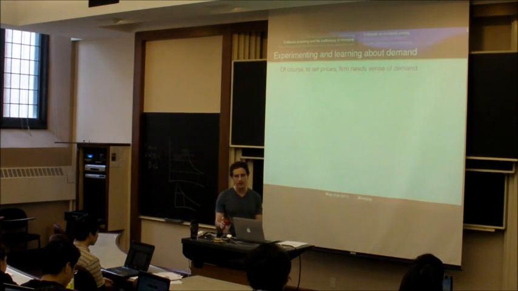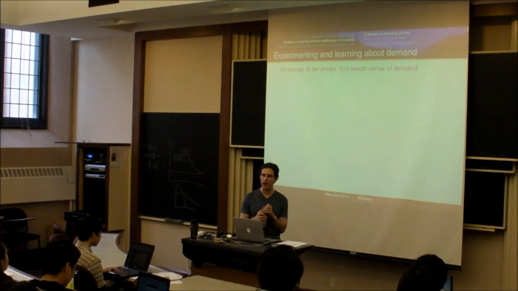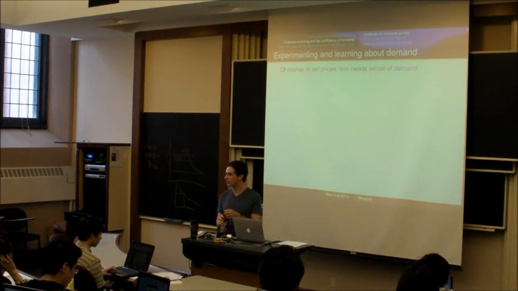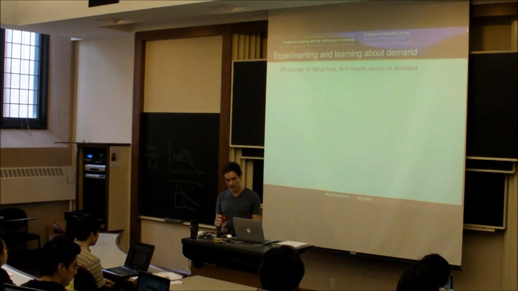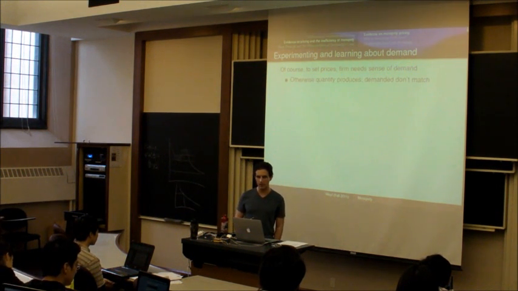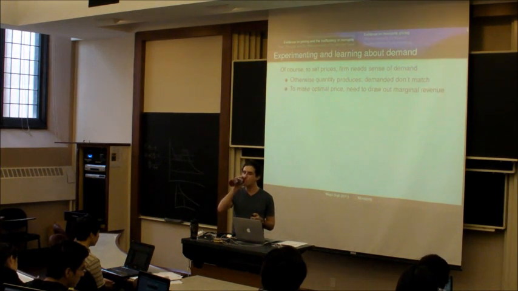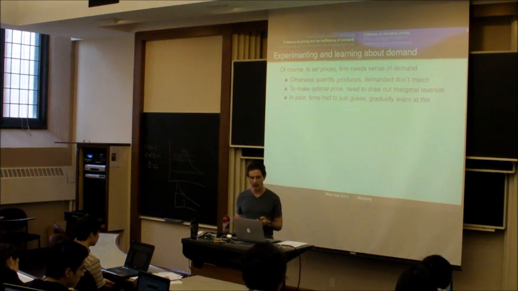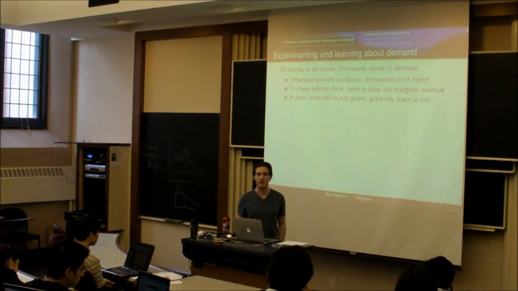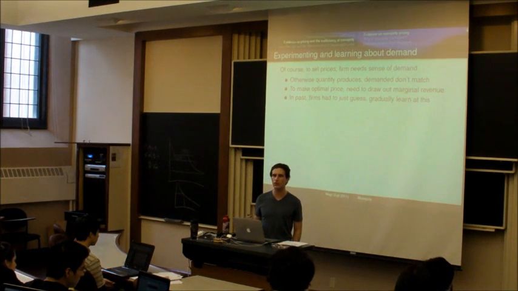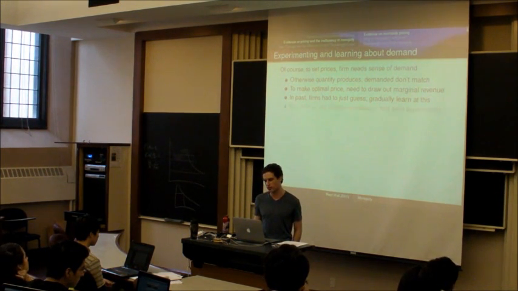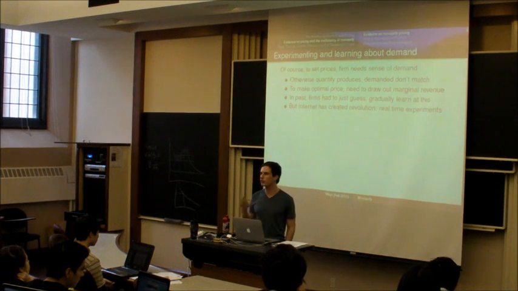Okay. Now, in order to set prices, in practice, firms don't just automatically know what the demand curve is, right? They have to try to figure that out. One way that they can do that is by experimenting with the price that they charge and seeing what the marginal revenue looks like. And in the past, firms had to sort of guess about this or gradually try out different prices and try to learn. Because the internet has really totally changed this.